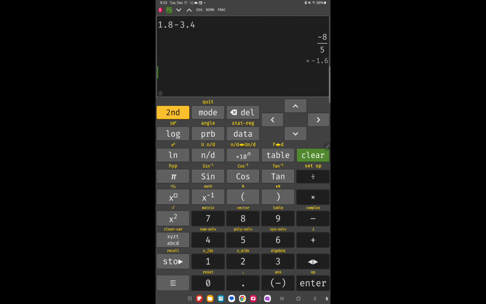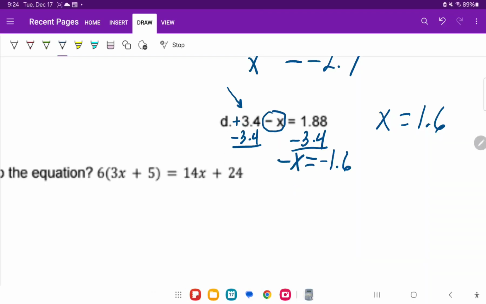I need to redo that because I didn't do 1.88. So it's 1.88 minus 3.4. Sorry about that. So that's negative 1.52. Okay, so let's go back over here, negative 1.52. So I need to fix this. Negative 1.52. So then this is positive 1.52.